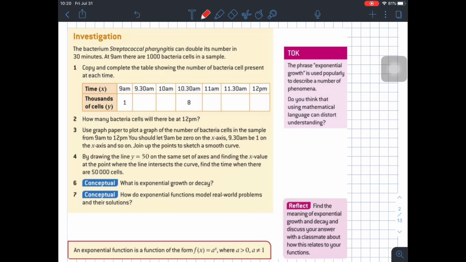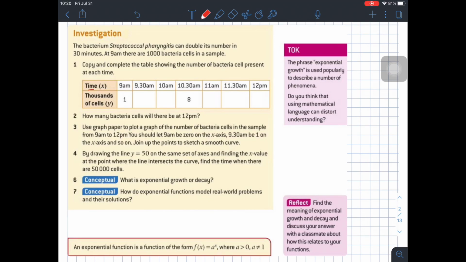So copy and complete the table showing the number of bacteria cells present at each time, right? So here we have a time, first of all, and we have every half an hour. We're going to be analyzing every half an hour. And thousands of cells, right? For 9 a.m. it says 1. That means that we have 1,000 cells, right? As we are given the data at the beginning, right?